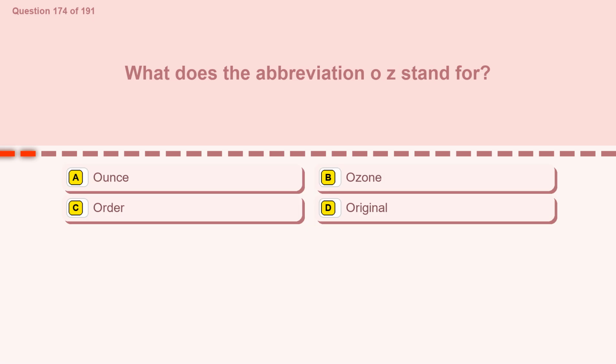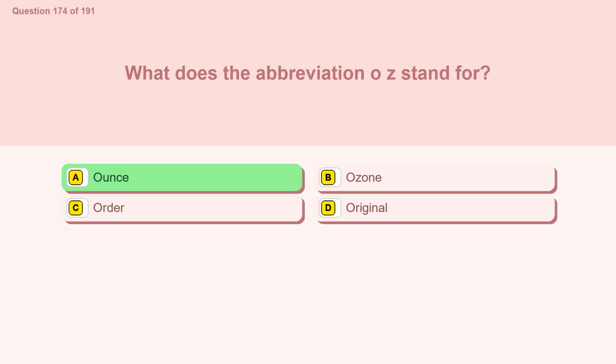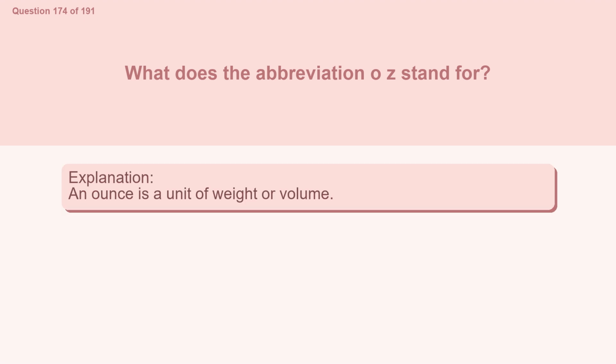Question 174. What does the abbreviation OZ stand for? Option A. Ounce. Option B. Ozone. Option C. Order. Option D. Original. The correct answer is option A. Ounce. An ounce is a unit of weight or volume.